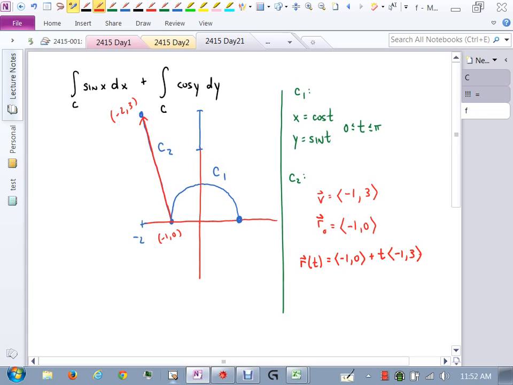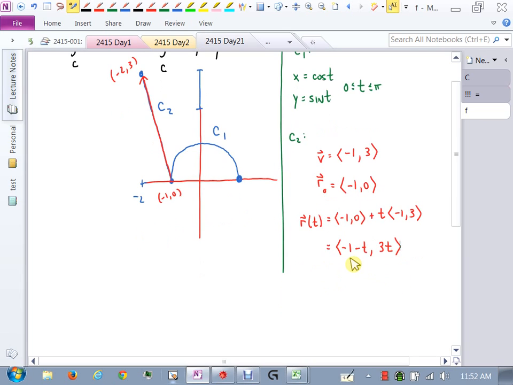Isn't that convenient? I mean, we're already using t, right? T is the variable. That was our parameter. It's going to work here too. So this is going to be negative 1 minus t, then 3t. Now, these components individually are x and y. Those are our parametric equations. X is negative 1 minus t. Y is 3t. What's the restriction on t, though?